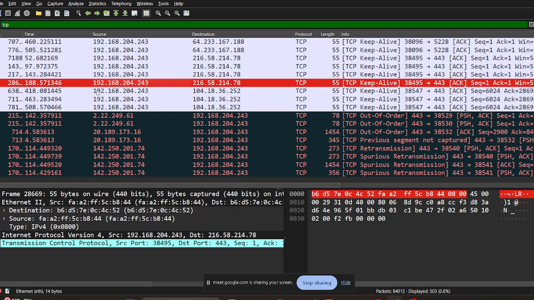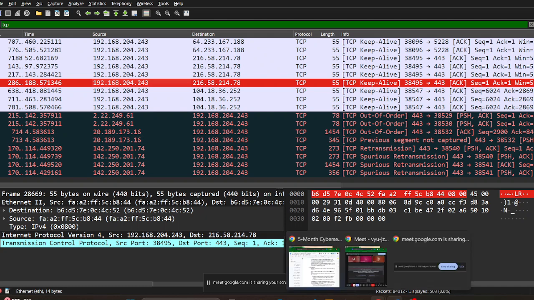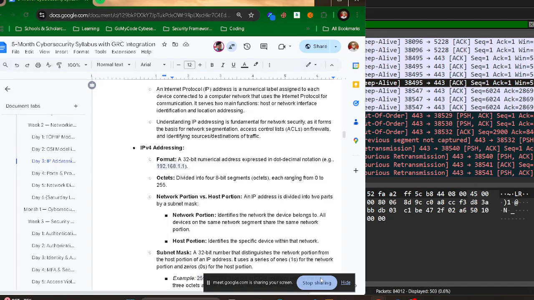So it indicates that 192.168 is a network identifier, while 204.243 is the host identifier here. The network identifier will not change, it's the host identifier that will change. So that's that about network portion and host portion. The host portion identifies the specific device within that network.